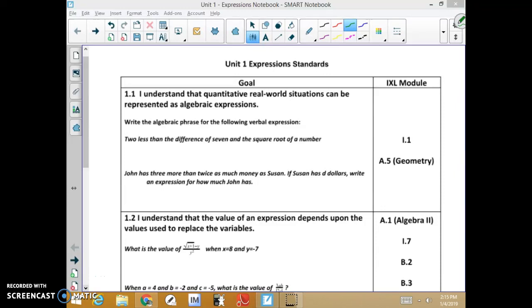And so these are 2 examples, and these are examples that you could see on the test. These may even happen to have come from the test. First one is 2 less than the difference of 7 and the square root of a number. And the second says, John has 3 more than twice as much money as Susan. If Susan has $D, write an expression for how much John has.